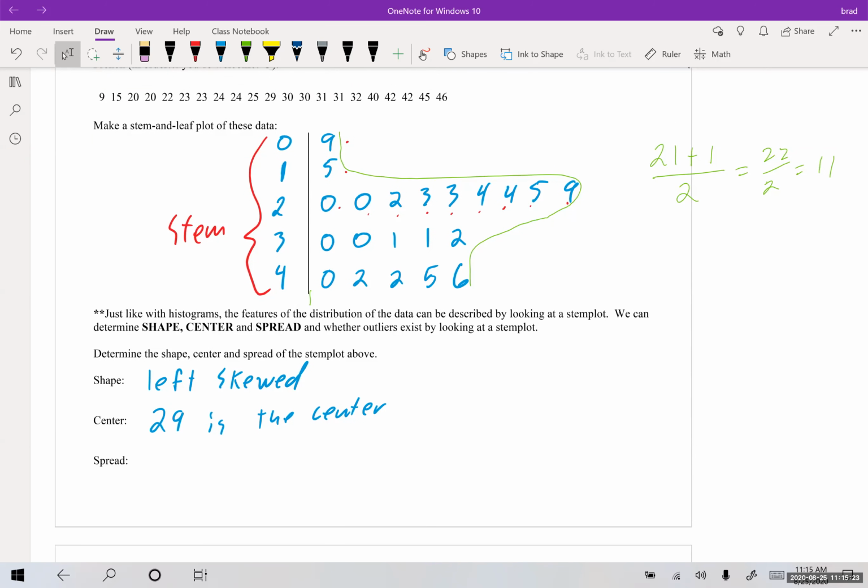We can find the exact data value that is the center. So in this case, 29 is the center and no interval needed because we actually know what the center of the data is. It's the number 29. It is the 11th data value, and we counted until we found the 11th data value, and it is 29. So the spread would be from 0.9 to 46, okay, points. Or you could even put just 9 to 46. But the reason I did 0.9 is because that's how we wrote it in the stem and leaf plot, okay?